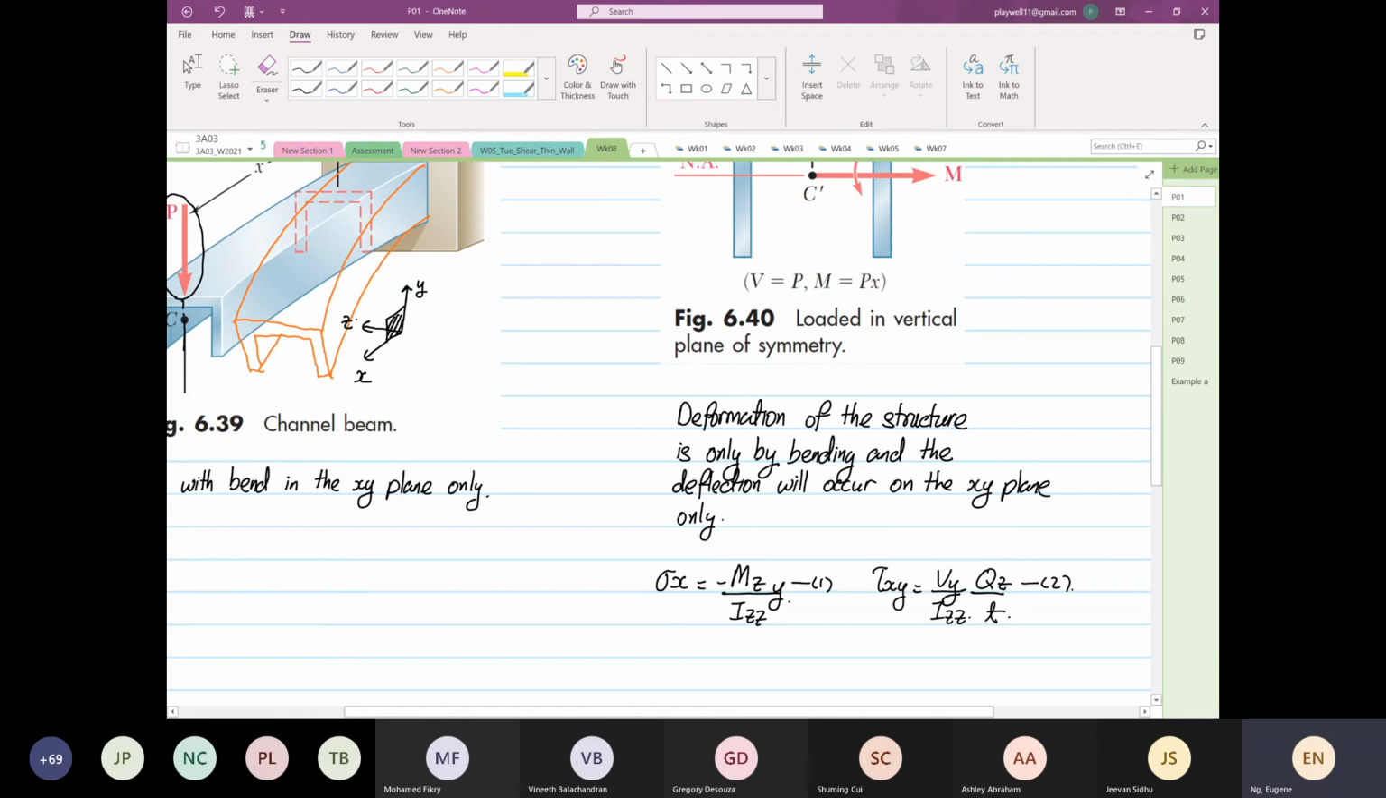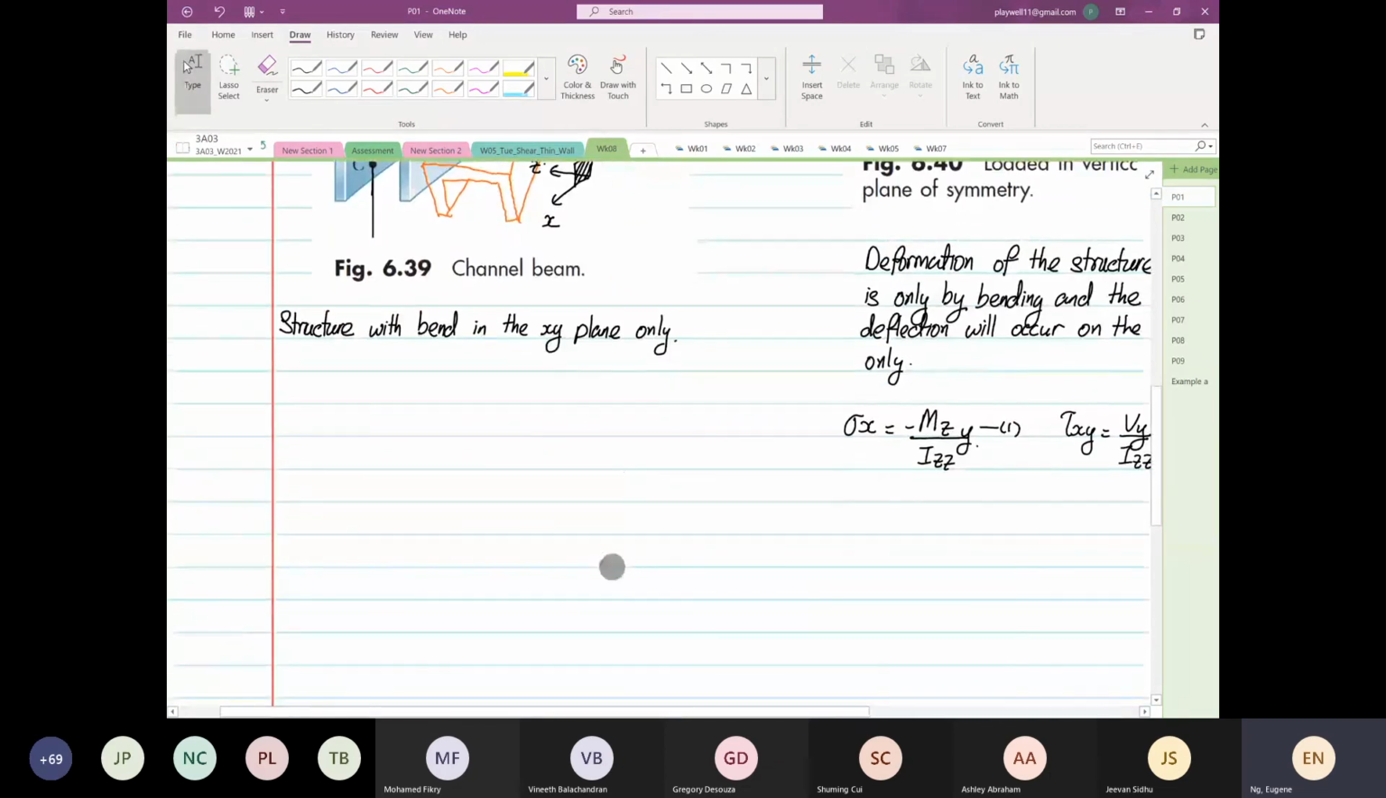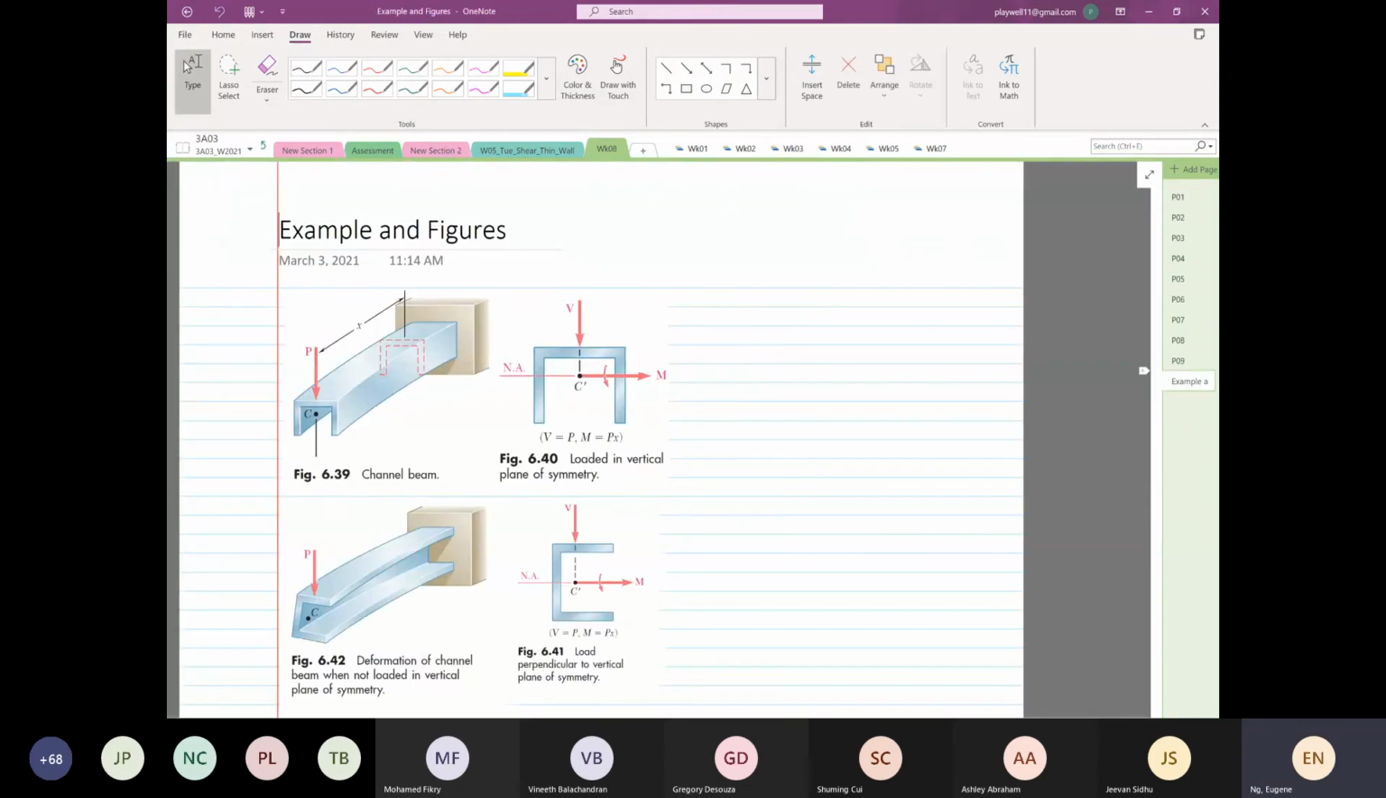Now next I'm going to show you a condition where it's classified under unsymmetrical bending. I repeat again, it's classified under unsymmetrical bending. So I'm going to write down here condition of unsymmetrical loading, not bending, sorry, unsymmetrical loading.